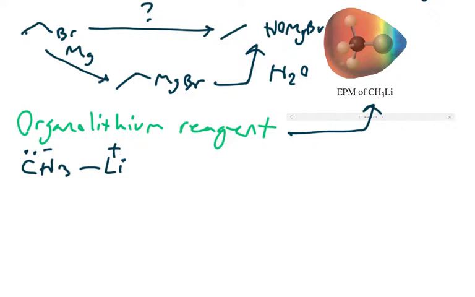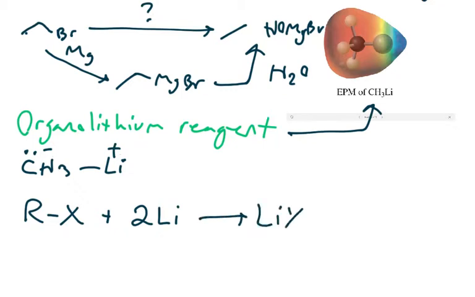So how do you make an organolithium reagent? Well, the general formula goes like this. You have an alkyl halide, right? R is alkyl, X is halide. And then you add 2 lithiums. You have to add 2, but you're only going to end up with 1 on your organolithium. Then you're going to get your lithium halide and organolithium reagent, and this is what you want.